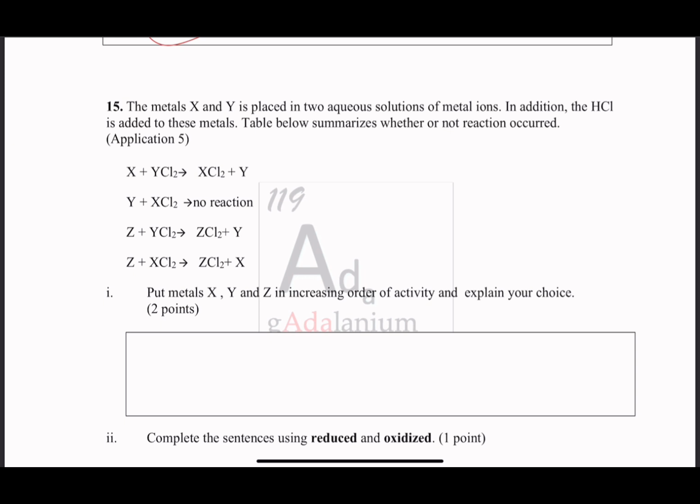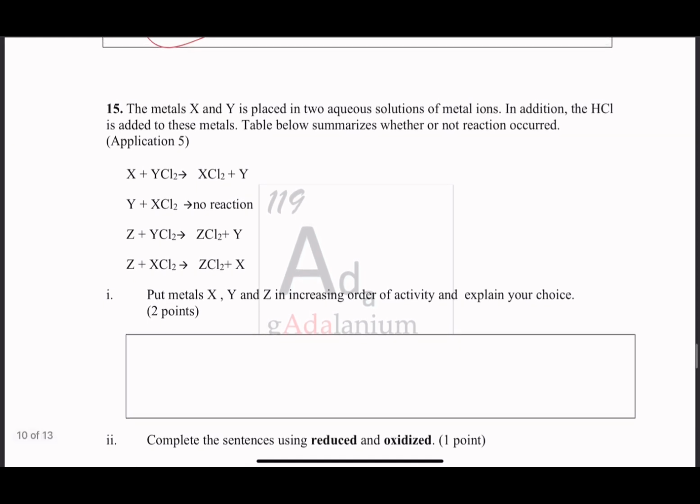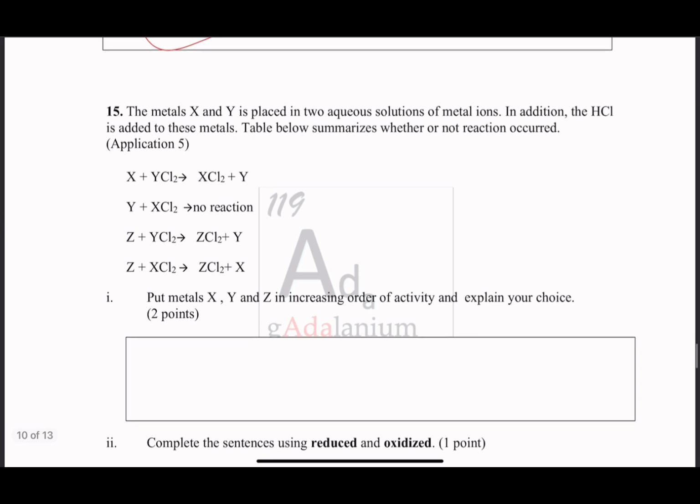Okay, so we're now in question 15. On this question, we're going to be talking about the activity series. We're going to figure out which elements are more active, more reactive than the other. So you guys know that when the reaction happens, that means that it is spontaneous. Okay, so this reaction we see is a spontaneous reaction. It's a single replacement or displacement, whatever you want to call it.